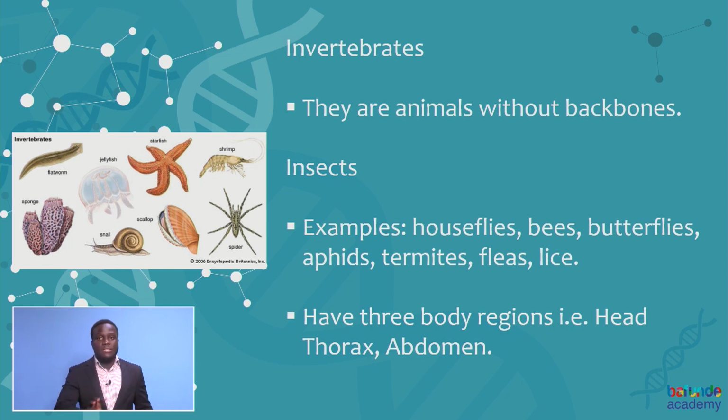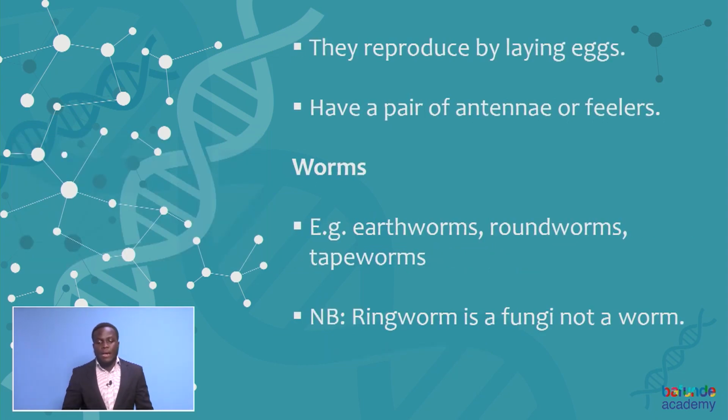Most of these insects have wings, and they use them for movement. They also reproduce, which is another characteristic of animals. They reproduce by laying eggs, which undergo a cycle in which they mature and give rise to young ones. Some of the insects also have antennae or feelers, which they use to detect the different changes that occur in the environment. If there is a threat in the environment, they use these antennae or feelers to detect that.